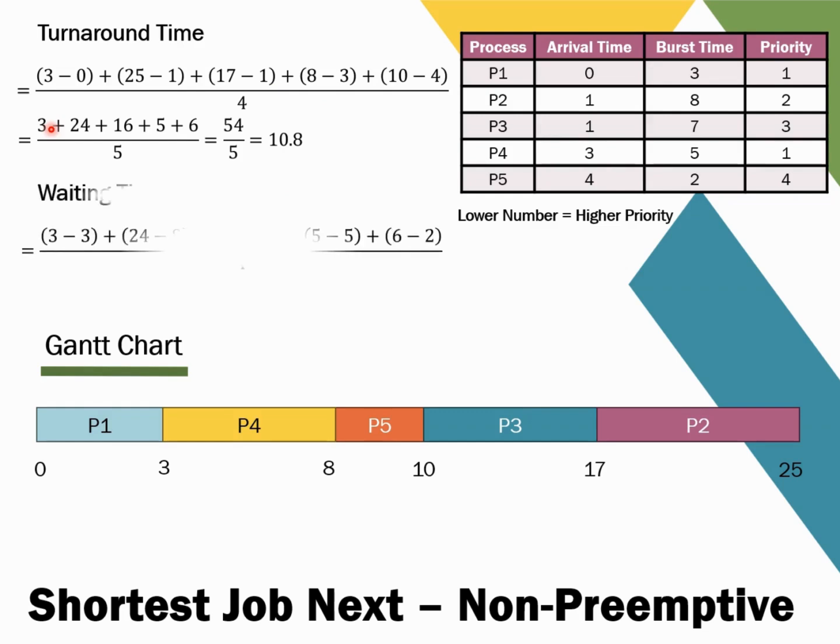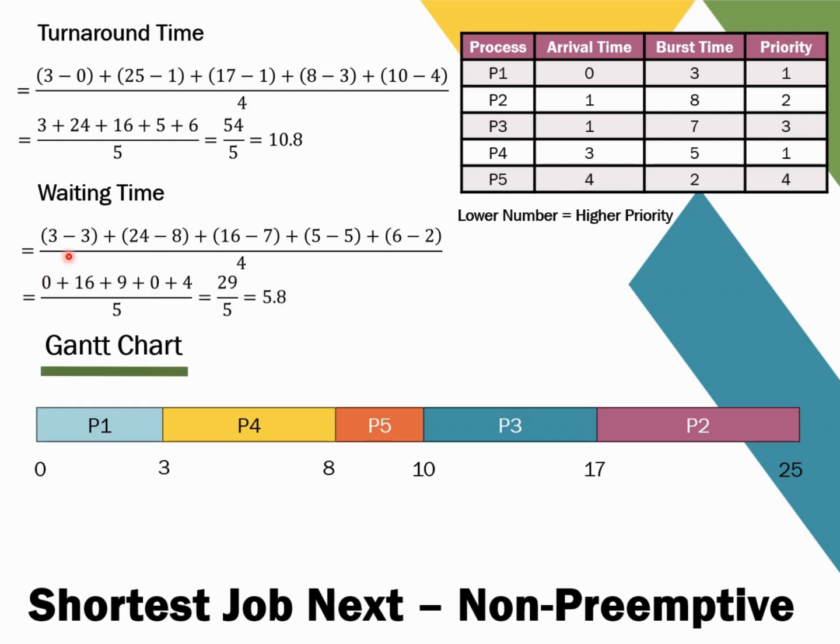For waiting time also, we have the turnaround time for each process here and just subtract the burst time of each process. So first, 3, burst time 3, 3 minus 3. 24, burst time 8, 24 minus 8. Next one, 16 minus 7, because P3 burst time is 7. 5 minus 5, and 6 as a turnaround time for P5, minus 2 as a burst time for P5. So as you can see here, calculating them, this one goes to 0, 16, 9, 0, and 4. So addition of them together, 29 divided by 5, and we got 5.8 for the average waiting time for this example.